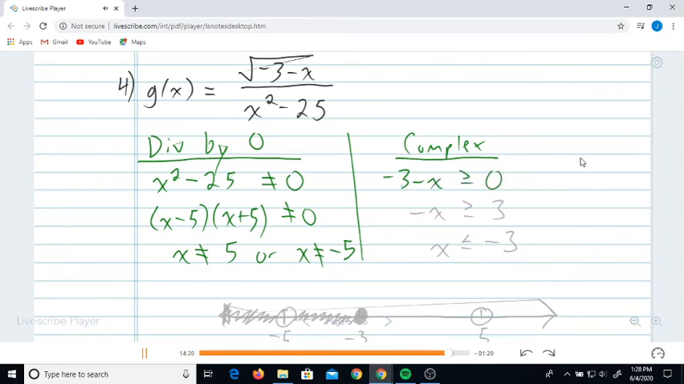So let's go ahead and solve that. I'll add 3 to both sides. Divide by a negative. Remember, when we divide by a negative, we have to flip the sign. So we need to pick numbers that are below negative 3.